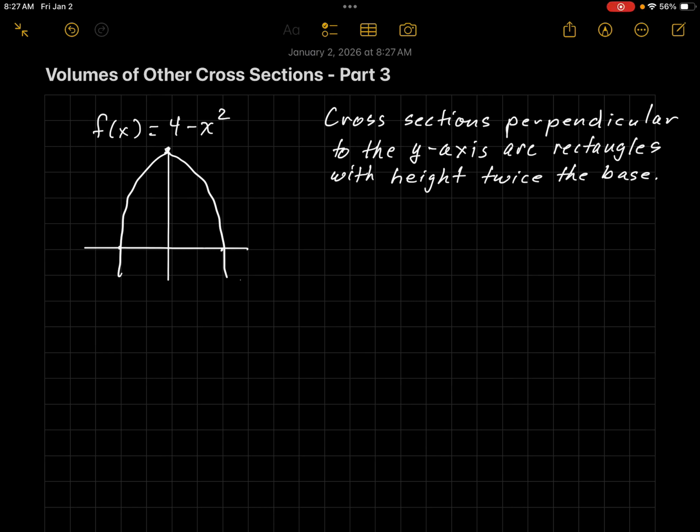Volumes of other cross-sections, Part 3. We're going to do a couple examples, finding volumes of other cross-sections, where the cross-sections are perpendicular to the y-axis.